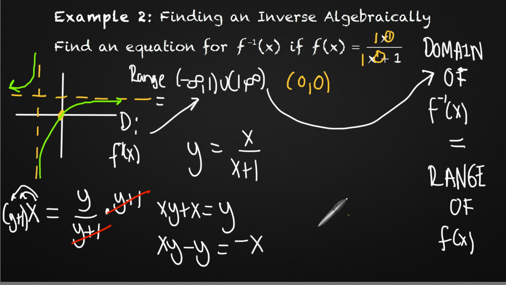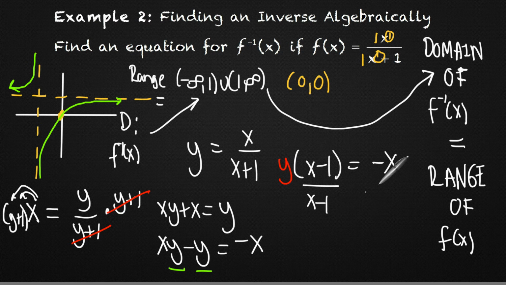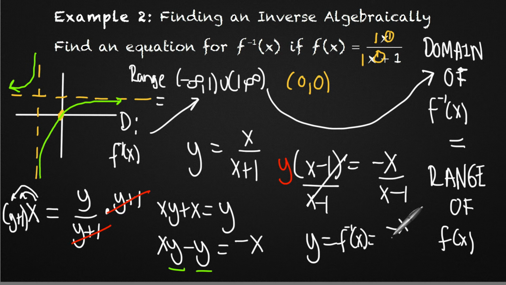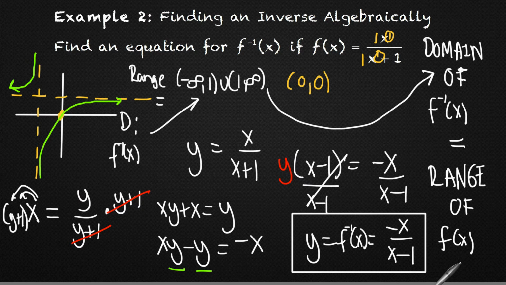You've got to recognize that both of these terms have a y. So I can factor out this y. I can factor out the y. And when I factor out the y, I'm left with x minus 1 equals negative x. Now I divide by x minus 1, cancel, and my y, which is my inverse function, is going to equal negative x over x minus 1. And that is essentially how you find the inverse of a function.